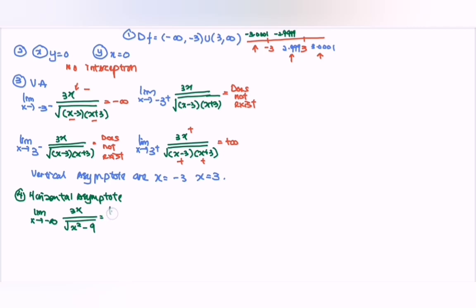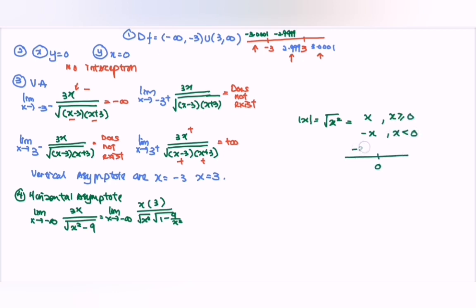So here we have the limit when x approaches negative infinity of x bracket 3 over the square root of x squared, times the square root of 1 minus 9 over x squared. Based on the definition, the modulus of x is actually the square root of x squared. We have the definition x and negative x, with the domain x greater than or equal to 0, and x less than 0. So we have the situation on the number line.